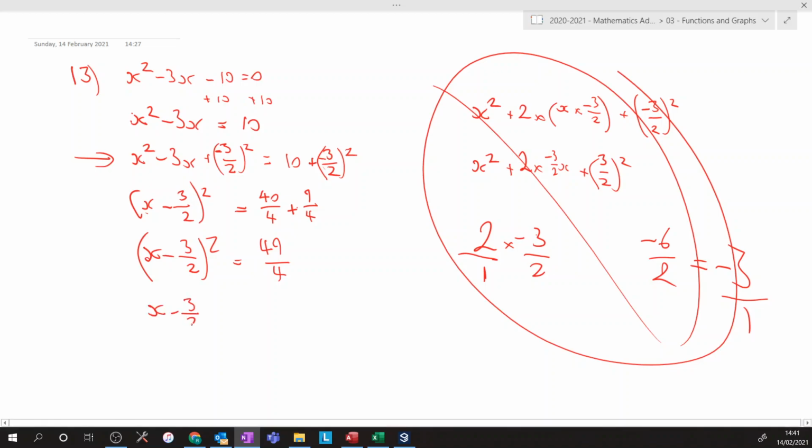So we square root both sides. We get x minus 3 on 2, and then we square root the other side. This is lucky because 49 is a square number and 4 is a square number, which means we can find the square root of this fraction. What is the square root of 49? 7. Square root of 4? 2. So we've got 7 over 2.